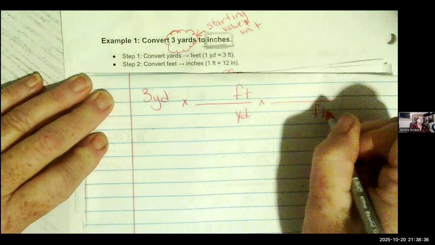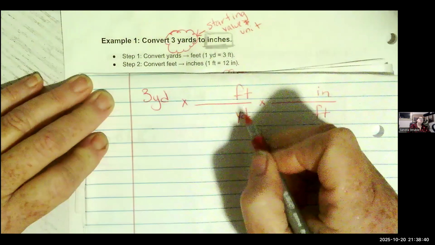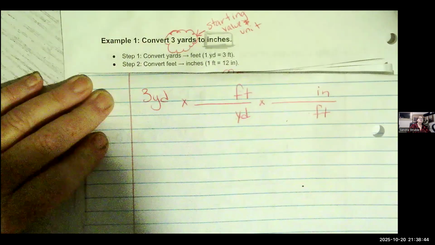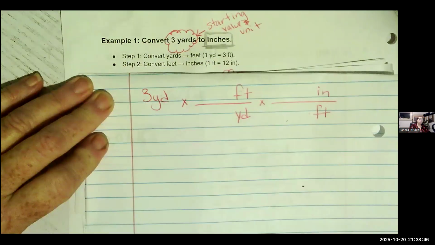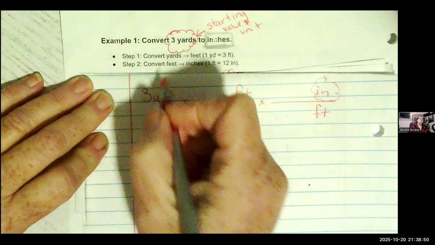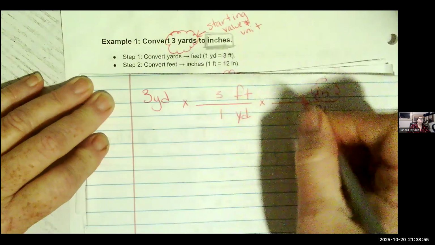I want inches. So I'm going to have to get rid of my feet, top and bottom, and go to inches. Once you get your units set up to where it's one on top, one on bottom, one on top, one on bottom, you know they're going to reduce when you multiply straight through, and at the end, you're left with the unit you want. Now is when you can plug in your numbers.